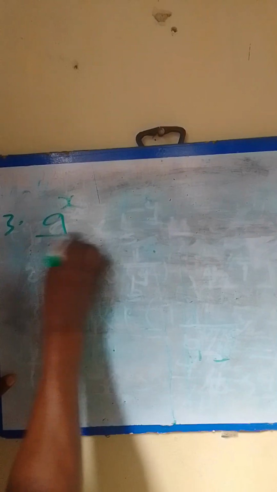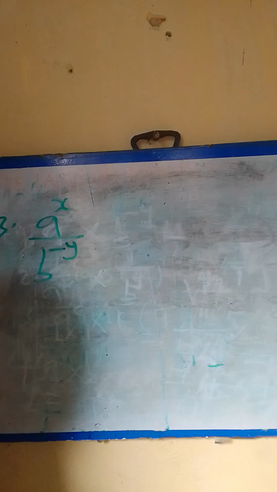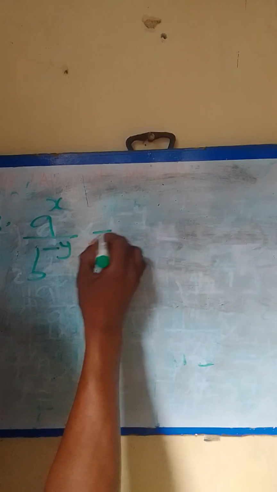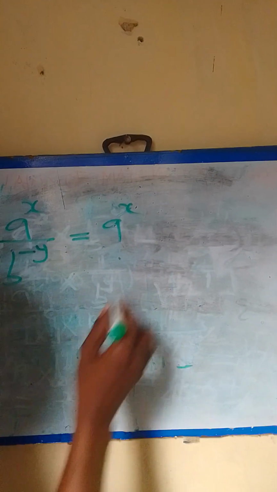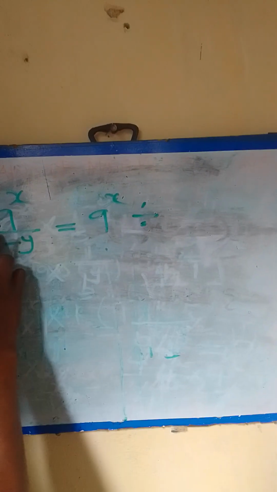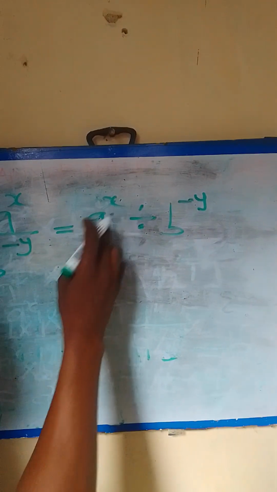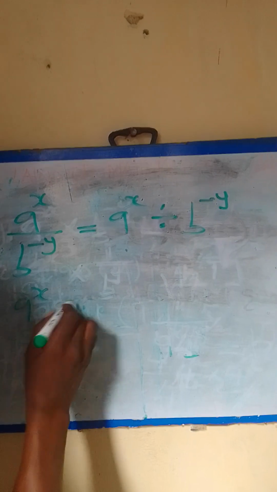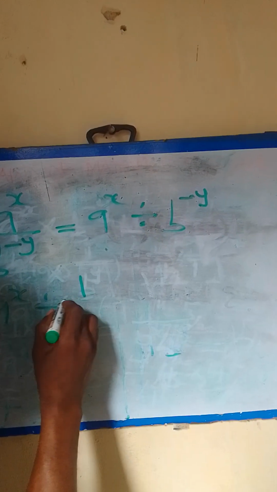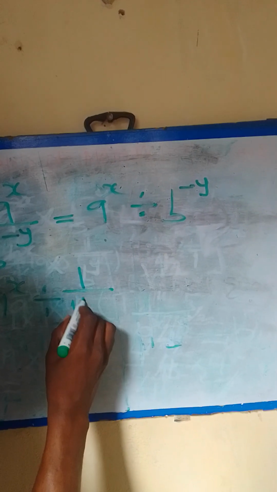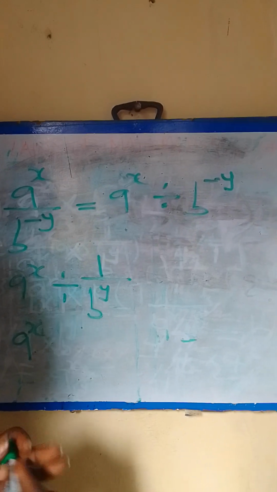A raised to power x all over b raised to power minus y. So this is the same thing as saying a raised to power x divided by b raised to power minus y. So you have a raised to power x divided by, this has a negative index, so it becomes the reciprocal, 1 all over b raised to power y. And we have a^x. In mathematics, we can't divide fractions like this.